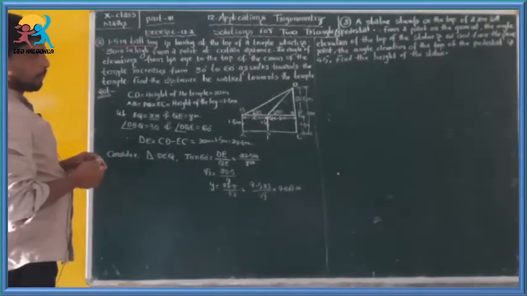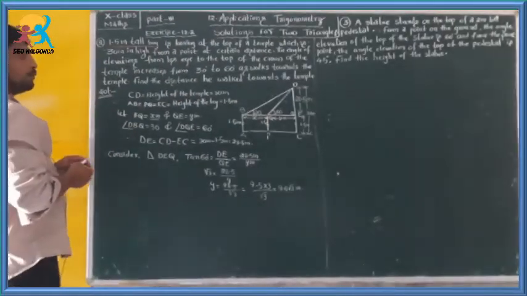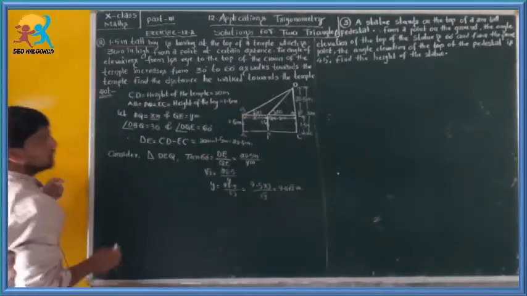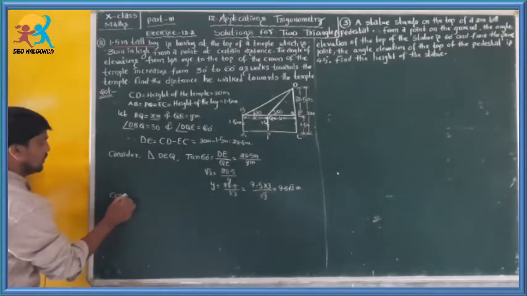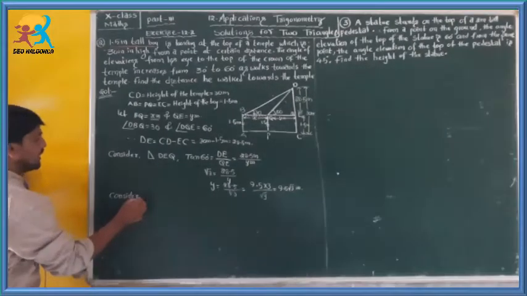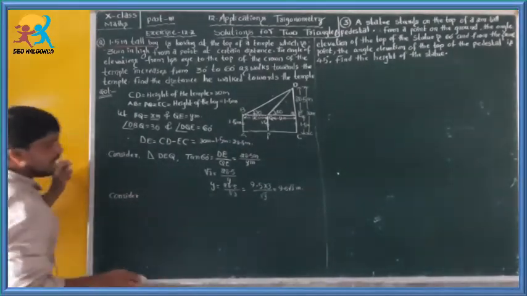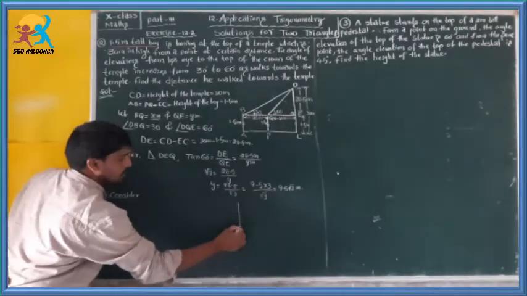This is y. Okay. But we have to find the x value. So consider another triangle. So I am drawing the triangle again here.